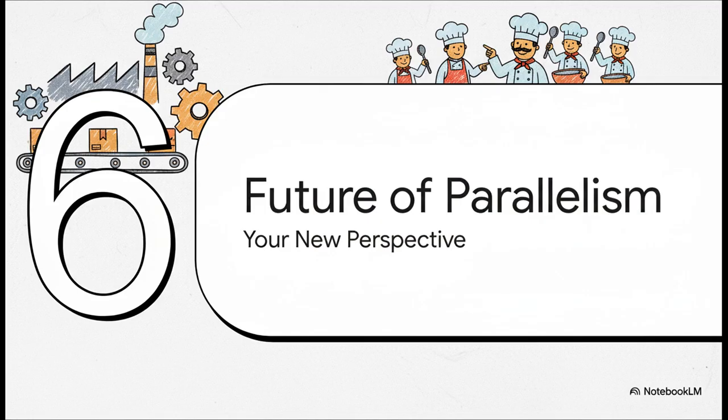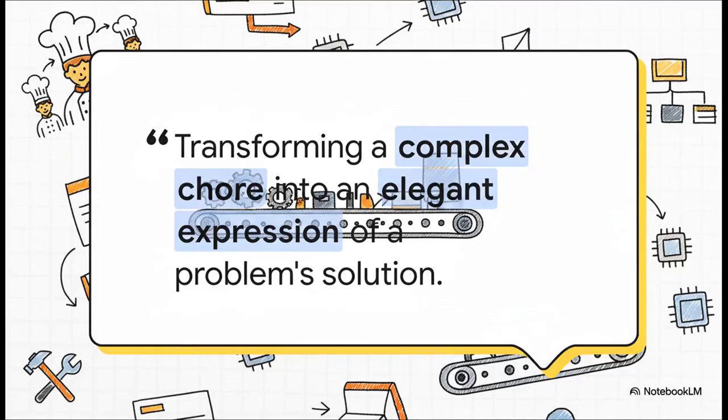So, we've built this amazing toolkit. What does it all mean? What's the big picture here for you as a developer, or really as any kind of problem solver? The real takeaway is that this stuff isn't just about raw speed. It's not just about making code run faster. It's about fundamentally changing how you think. These patterns give you the right mental models to take something that used to be this messy, complicated chore and turn it into a truly elegant and clear way of solving a problem.